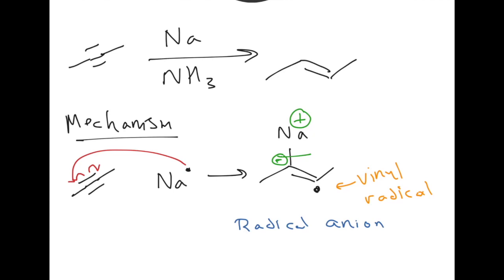So now this radical anion, I'm going to have to redraw it on the next page again, can react with ammonia. Let's go to radical anion. And that anion can grab a hydrogen off of ammonia.